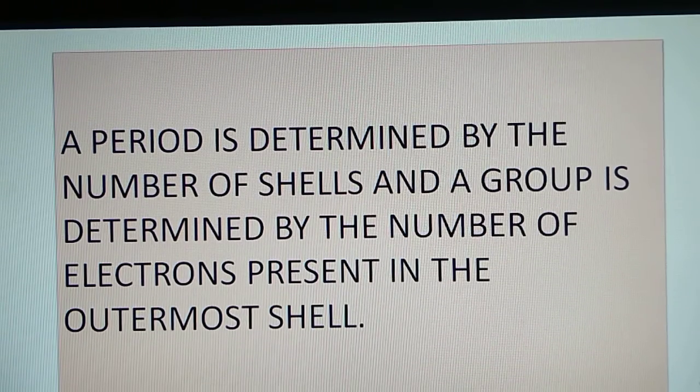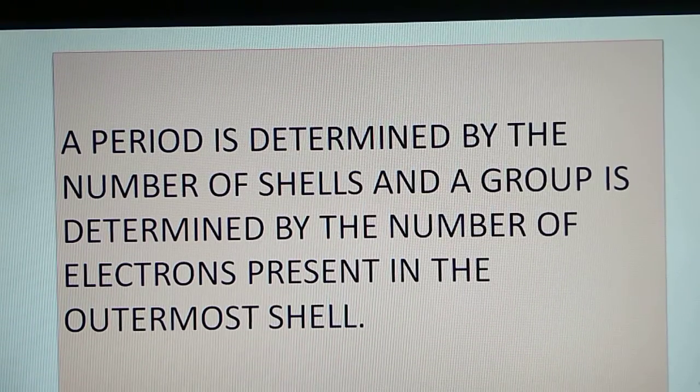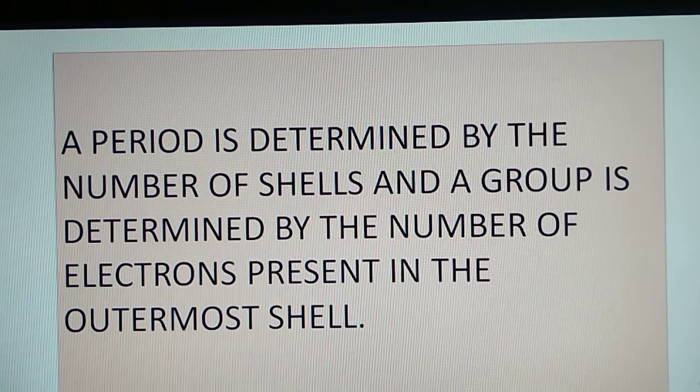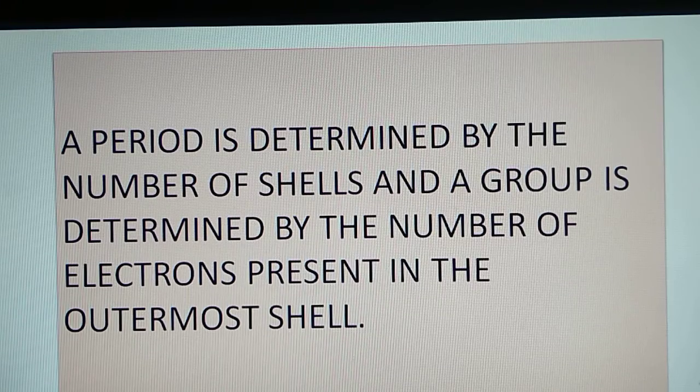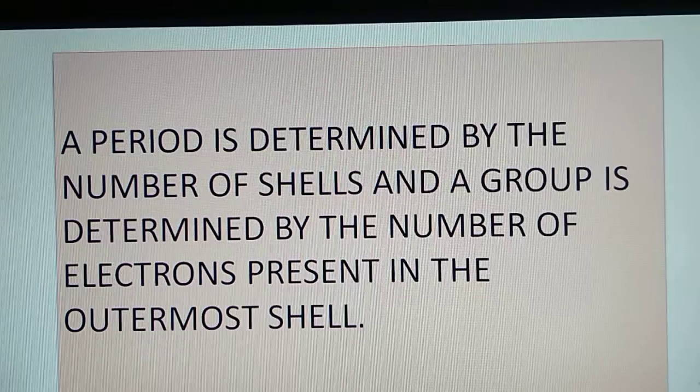Like helium. Helium also consists of 1 shell, that's why period 1, and 2 electrons, that's why group 2. Helium is also in group 1.